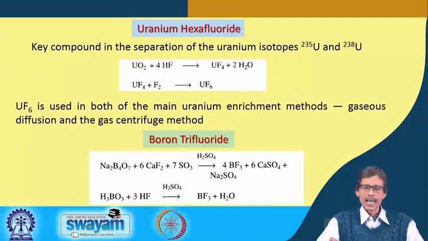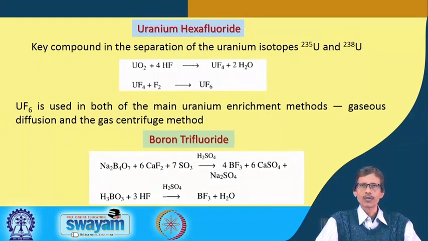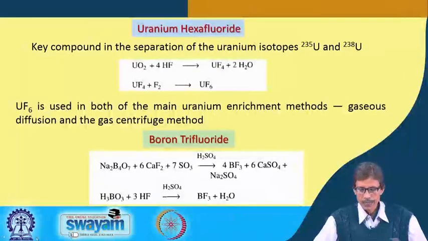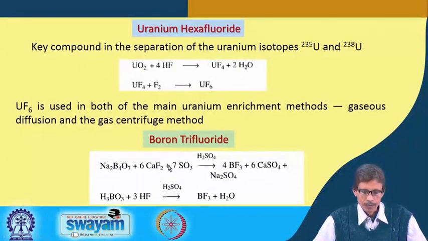This is typically an acidic medium reaction, where the boron present in the borax will be reacting with the fluoride available from calcium fluoride to give you the boron trifluoride. So, basically some kind of simultaneous double metathesis reaction is happening. So, calcium fluoride is giving you the boron trifluoride basically.